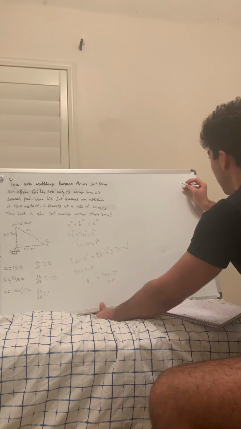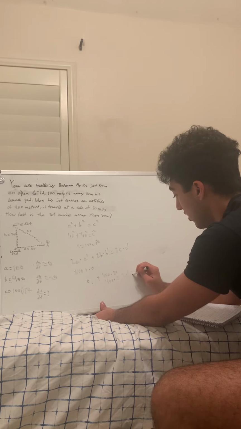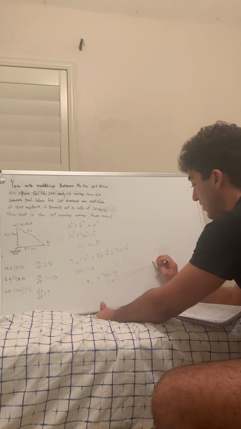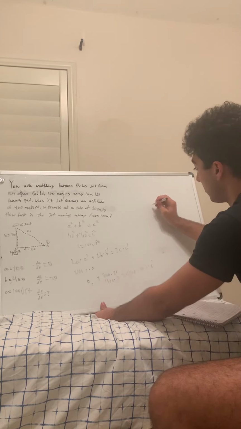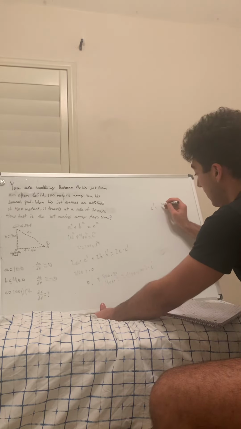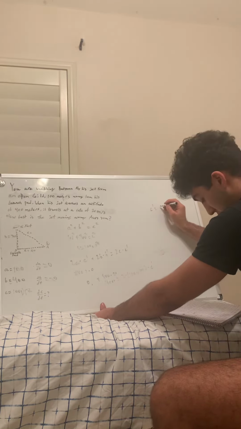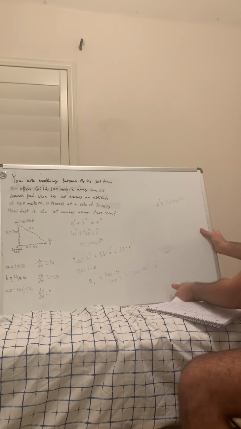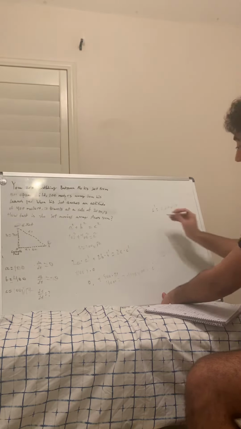And then 2 times 100 square root of 17, and you're trying to find C prime. So once you solve all that out, C prime ends up being 200 over the square root of 17, and that is your answer. So to answer the question, how fast is the jet moving away from you? The jet is moving away from you 200 square root of 17 meters per second.